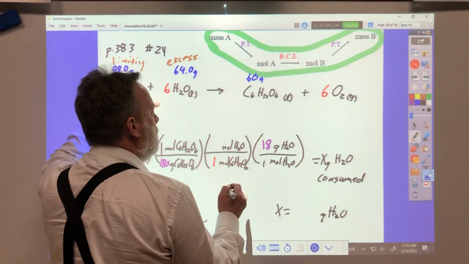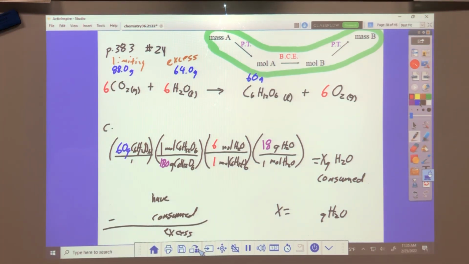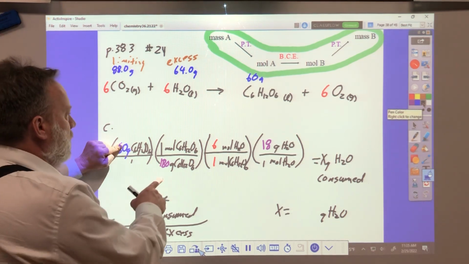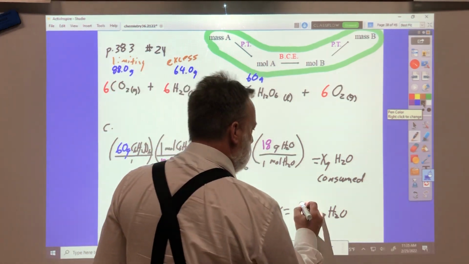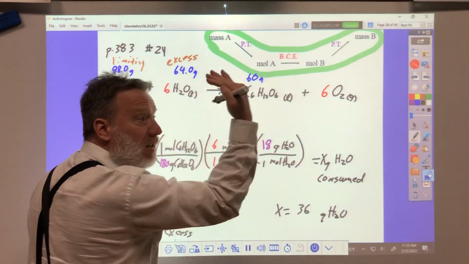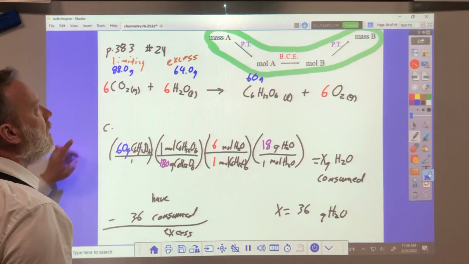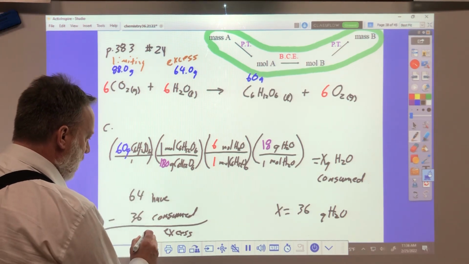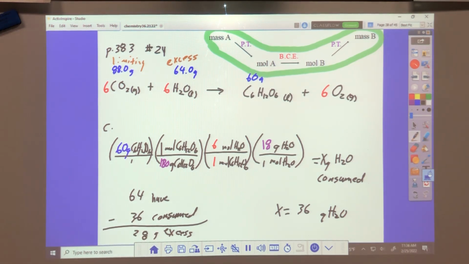A glucose, 6 moles of water. I think the grams consumed is 36. Let's take a look at this. This is a 1 to 3 ratio. 6 divided by 3 is 2. Double 18, 36. Alternatively, you can multiply all the tops, write it down. Multiply all the bottoms, write it down, then divide. You'll get 36. Okay, so if we consume 36 grams, and we had 64, that's what, 28 grams of excess H2O. Yes, that is. So that one's done. One more video.